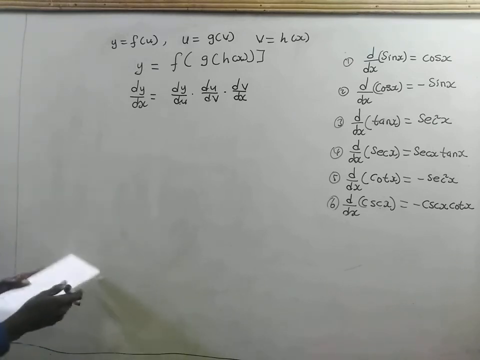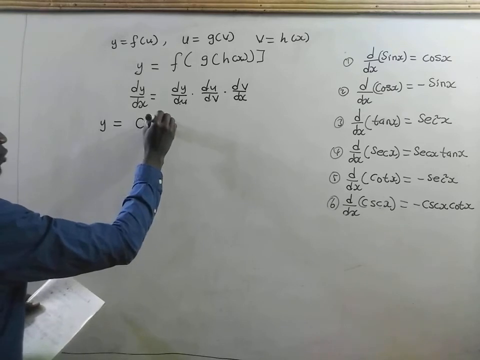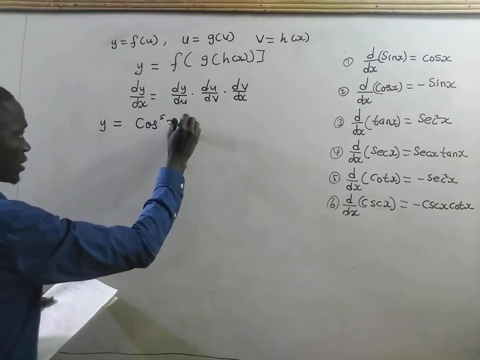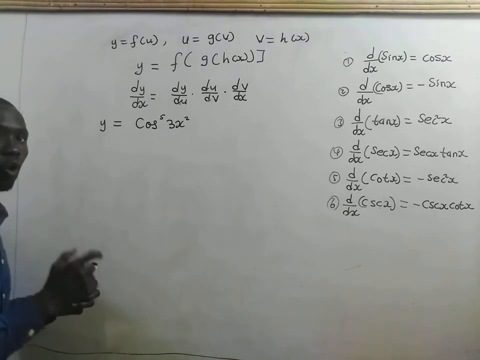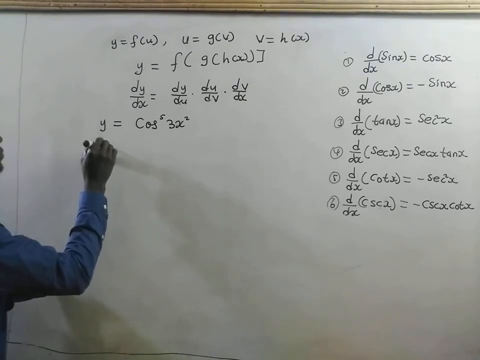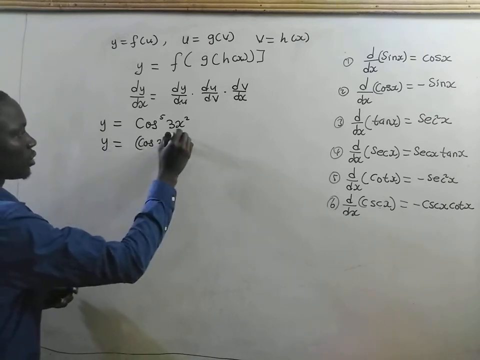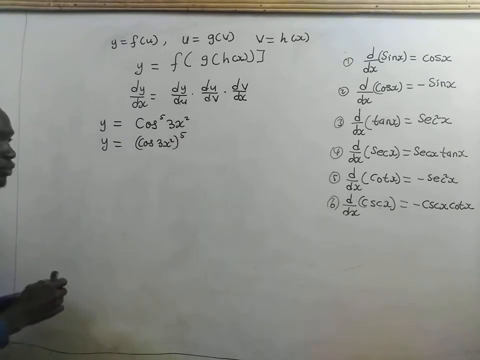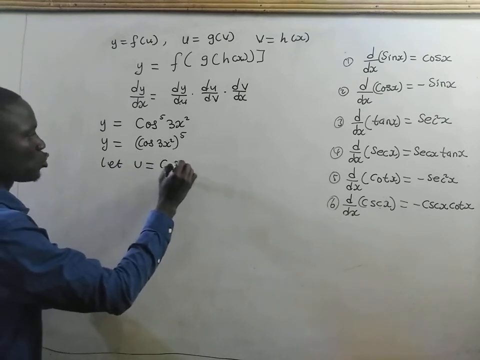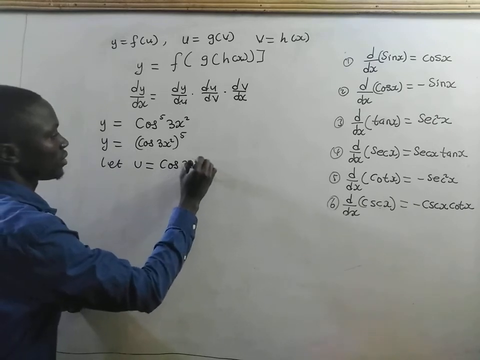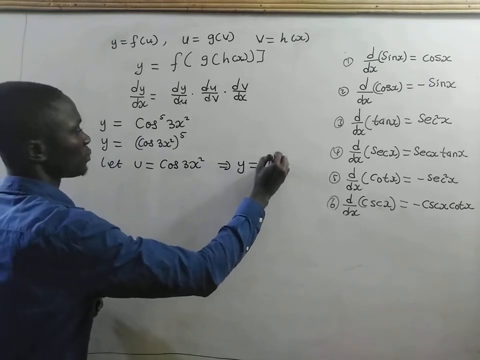So let's take this. I have y equal to cosine to the power 5 of 3x squared. Now, how do we use the chain rule here? And is this a composite function or a function of a function? Let's see. This is the same as y equal to cosine of 3x squared all to the power 5. So this is a function of a function. So here, if I let u equal to the inner function, cosine of 3x squared, this implies that y equal to u to the power 5.